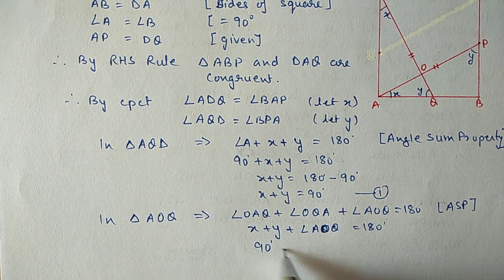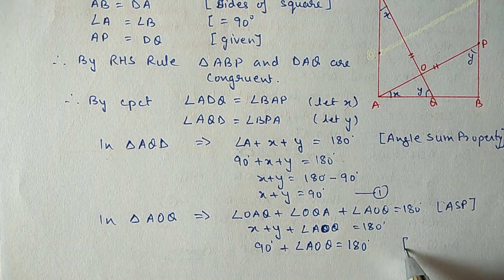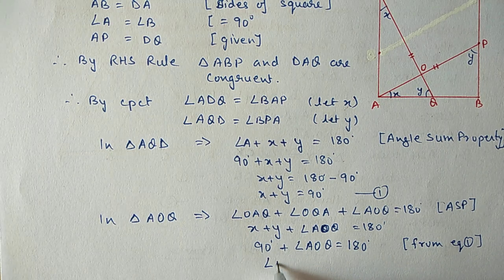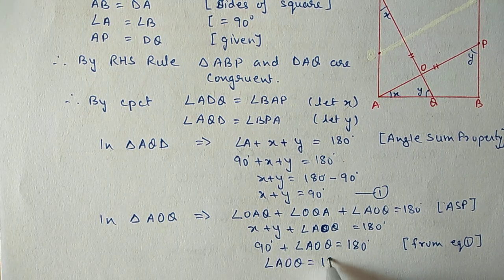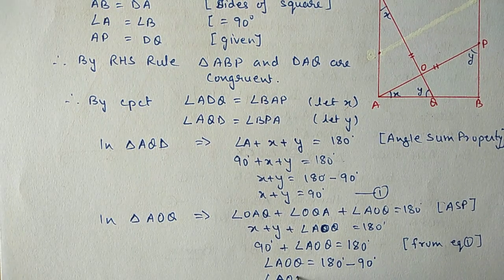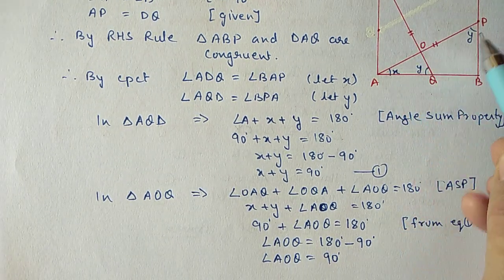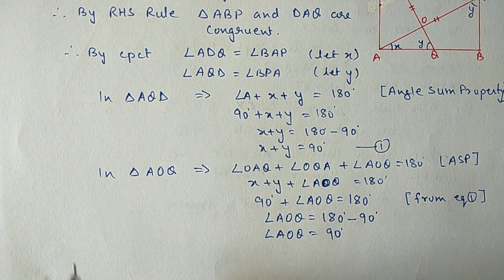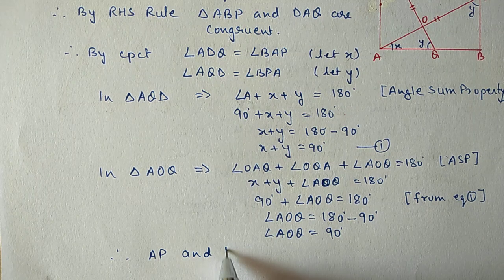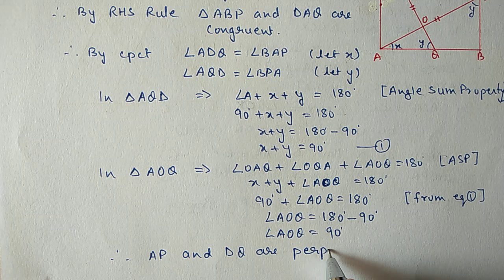So 90 plus angle AOQ is equal to 180 degrees. Mention here from equation 1. So angle AOQ is equal to 180 minus 90 is equal to 90 degrees, and this AOQ is actually the angle between these two lines. So we can write, therefore AP and DQ are perpendicular to each other.